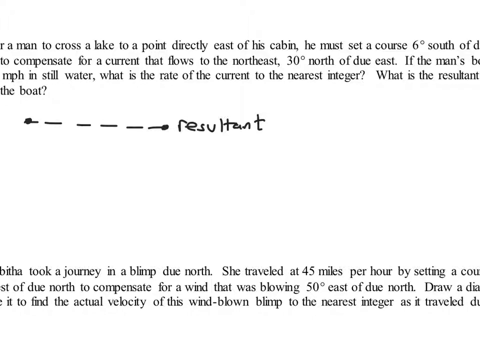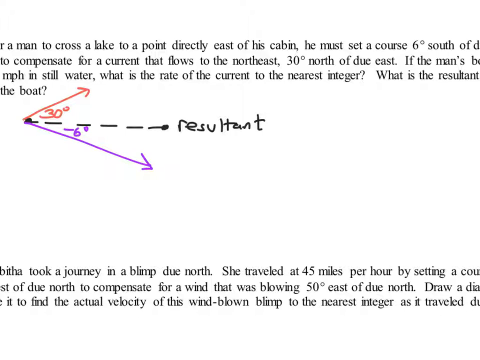All right, he sets a course 6 degrees south of due east. So he's like, something like that. But then there's a current that's going 30 degrees north of due east. So we got 30 degrees and 6 degrees south, but I'm going to make that a negative 6 degrees, because if we're assuming the resultant is going in the 0 degree direction, that's 6 degrees clockwise, so making it a negative angle.